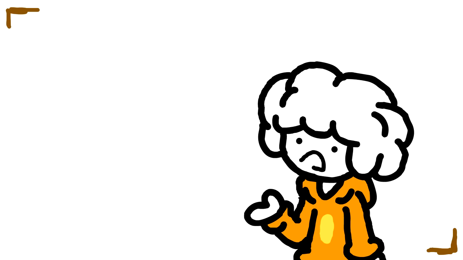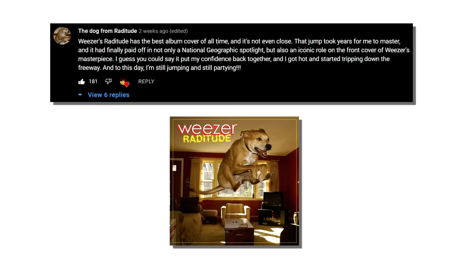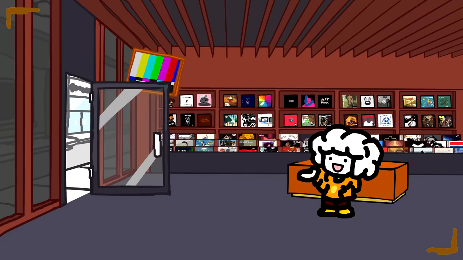Well, somebody did. But folks, I'm sorry to say that nothing here tops what is easily the best album cover of all time. It's fucking Weezer. With close second being the dog from Ratitude. There's not a single person in the world who could top these covers. Unless you're Viper. Album covers are something, eh?